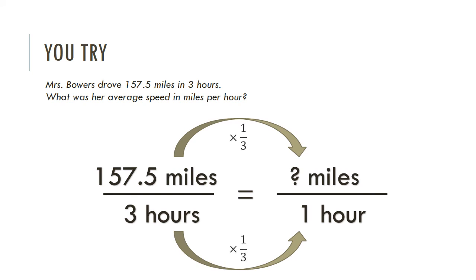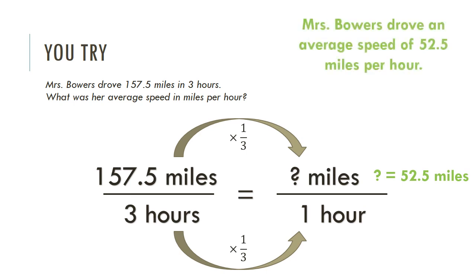Scale factor here is 1/3. 0.3 repeated isn't going to help me. I need to make it 1/3 to be specific and exact. 157.5 times 1/3 gives me 52.5. So my answer would be that Mrs. Bowers drove an average speed of 52.5 miles per hour.